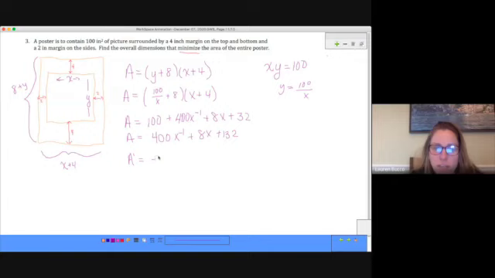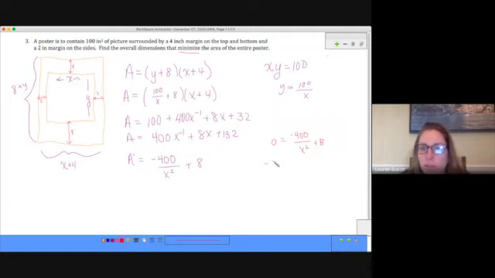All right, A prime. So that's negative 400 over X squared, so it'd be X to the negative 2. I'm changing it back to a fraction, plus 8. So I want to know, where is this equal to 0? Because that's where I'm going to have a minimum. I'm going to come work over here. So 0 is equal to negative 400 over X squared plus 8.